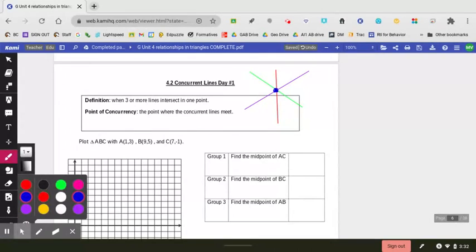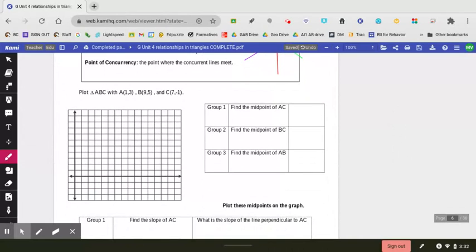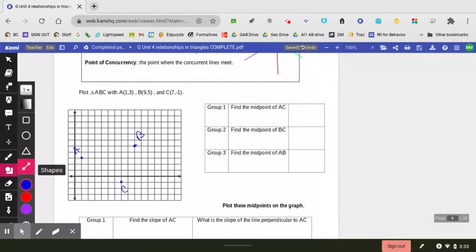So now for our first example here, I want you to pause and plot those 3 points. Okay, so there I plotted the 3 points. I'm going to connect them. It's supposed to make a triangle.